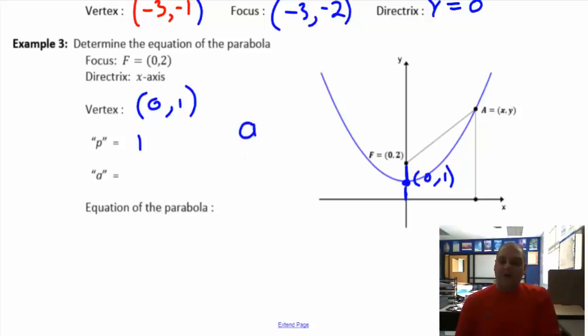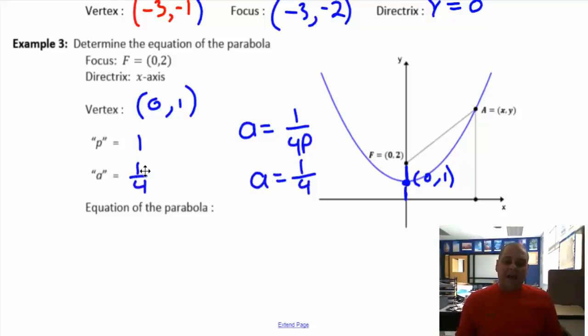My a value is 1 over 4p. Just like p is 1 over 4a, just like distance equals rate times time, time equals distance over rate, rate equals distance over time, same idea. It's that inverse variation relationship. So a is going to be 1 over 4p. I know p is 1, so a is going to be 1/4.